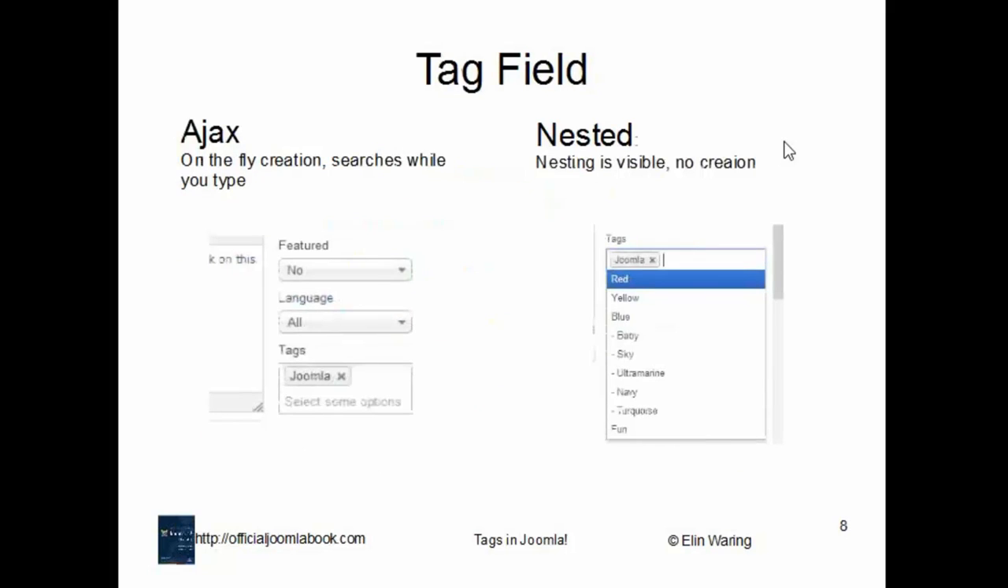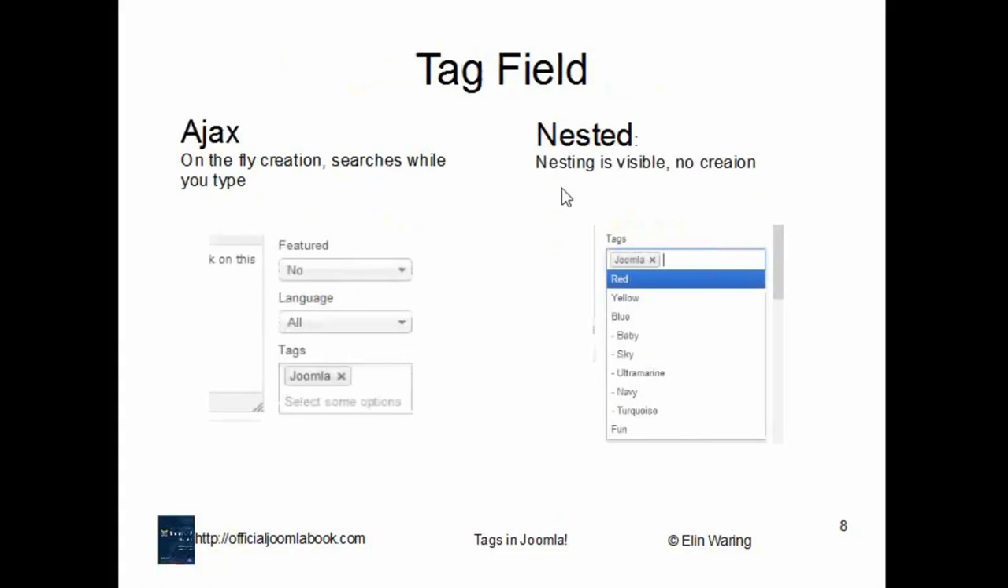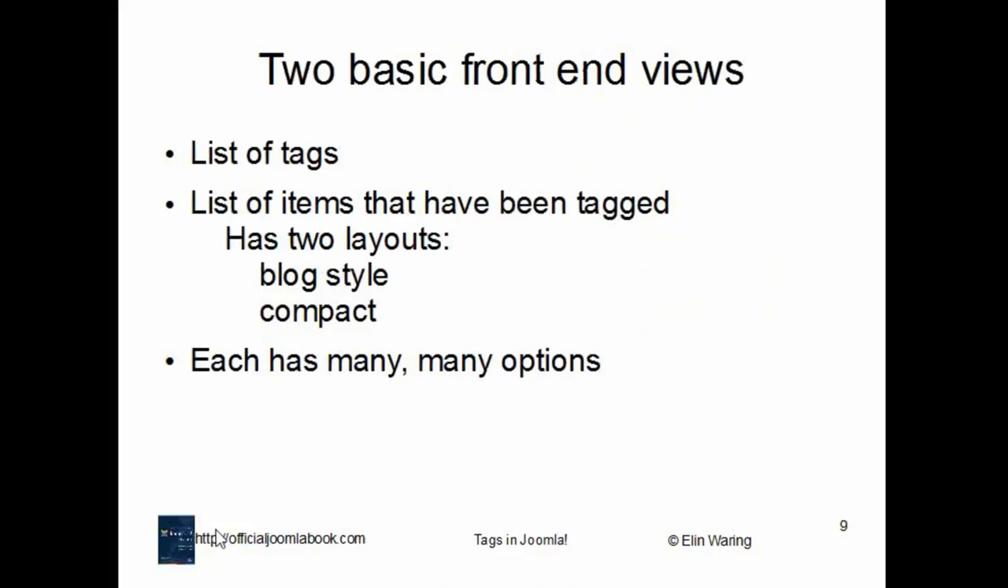So in the Ajax mode, on the left, it features on-the-fly tag creation, and it searches what you type, and the nested mode gives you that nested list like we're used to with categories. So you can actually see the nesting. So the disadvantage of the Ajax side is that you don't right away see a list of tags, whereas on the nested side, you do see a list of tags and you see the nesting structure. So if nesting is important to you, you may want to investigate the nesting option.